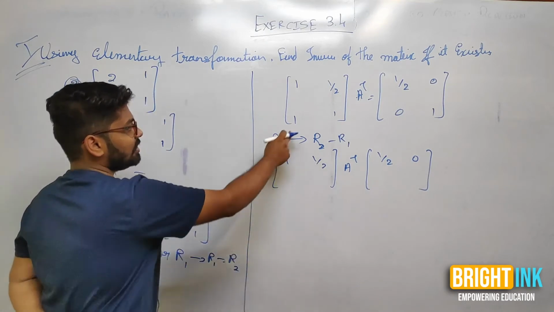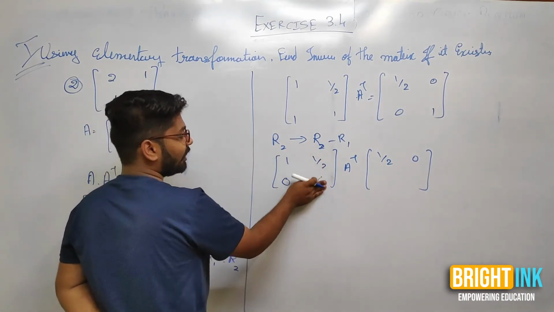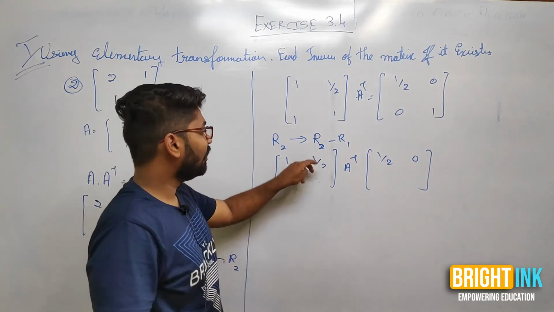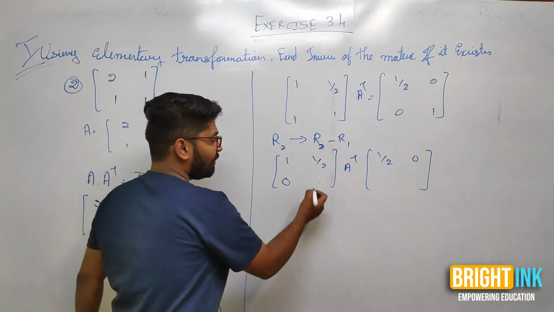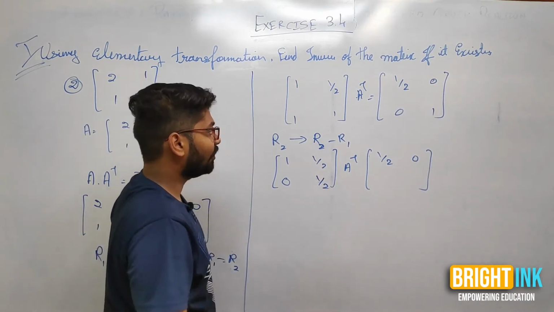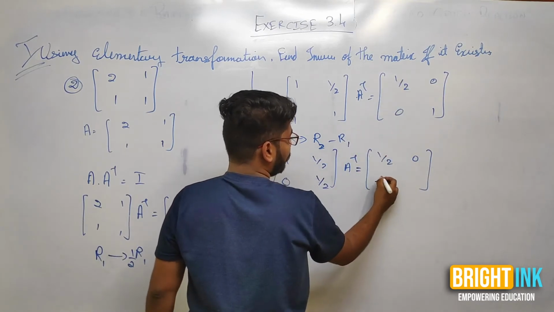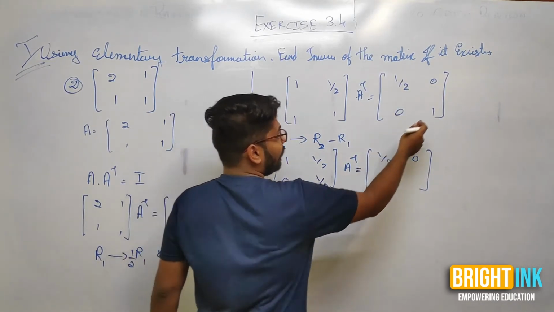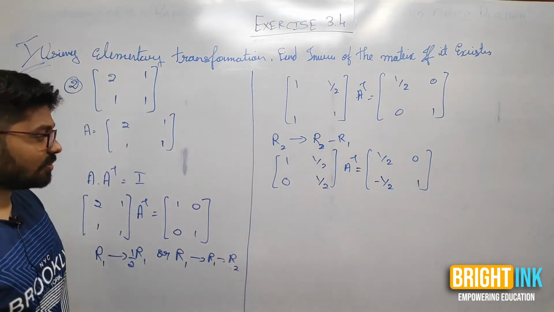Now what is this? 0. This is what? 1 itself. Okay, how will we make it here? R2 minus R1, no, 1 minus 1 by 2. 1 minus 1 by 2 is what? 1 by 2. Okay, which is equal to 0, minus 1 by 2, minus 1 by 2, 1 minus 0 is 1. Okay, so this is what happens now.